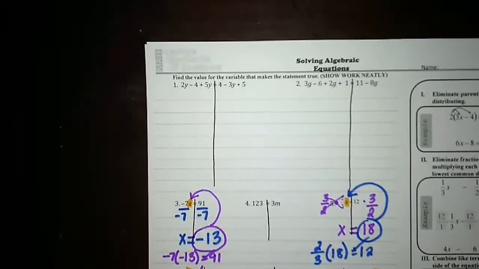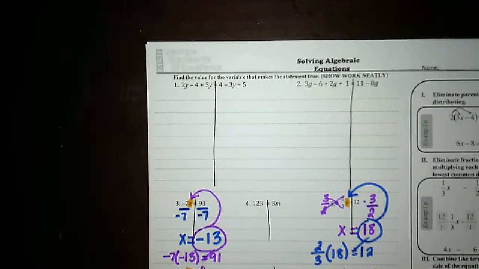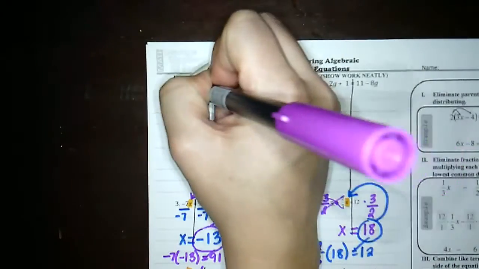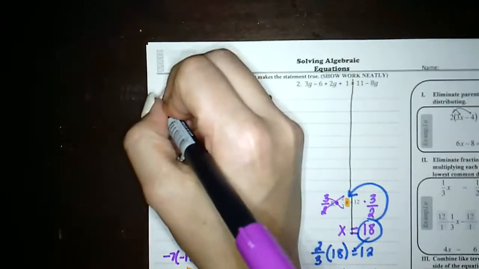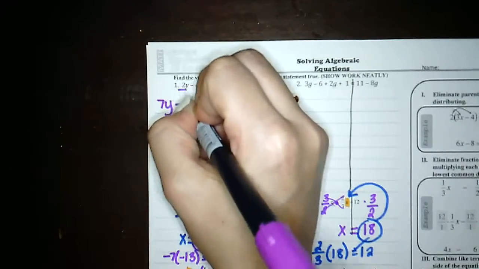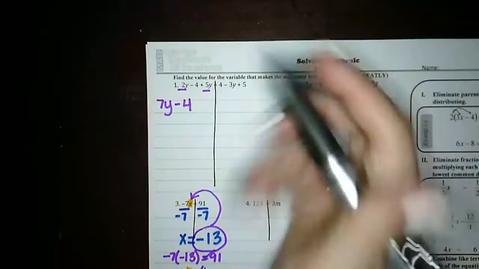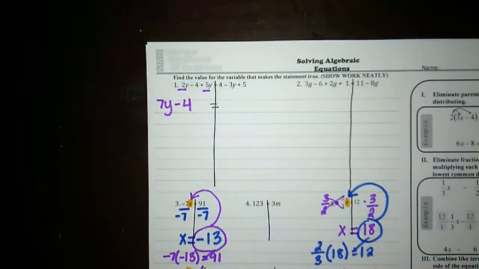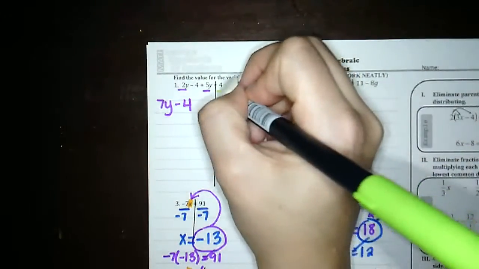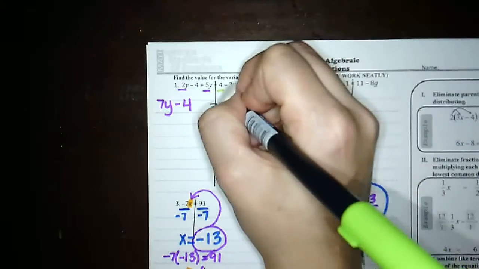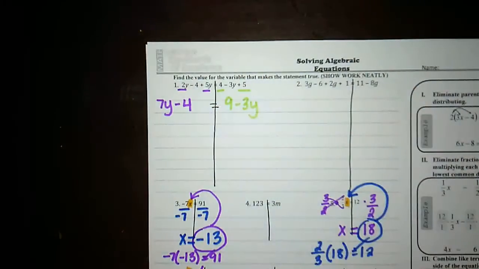Okay, now on to number 1. So this is a longer problem. First thing to do is simplify both sides. So get all your constants together and all your variables together. So we're going to look at the left side first. On the left side, we have a 2y and a 5y. 2 plus 5 is 7y. And then this negative 4 stays where it's at. And now let's look at our constants on the right. We have a 4 and a positive 5. 4 plus 5 is 9 minus 3y.